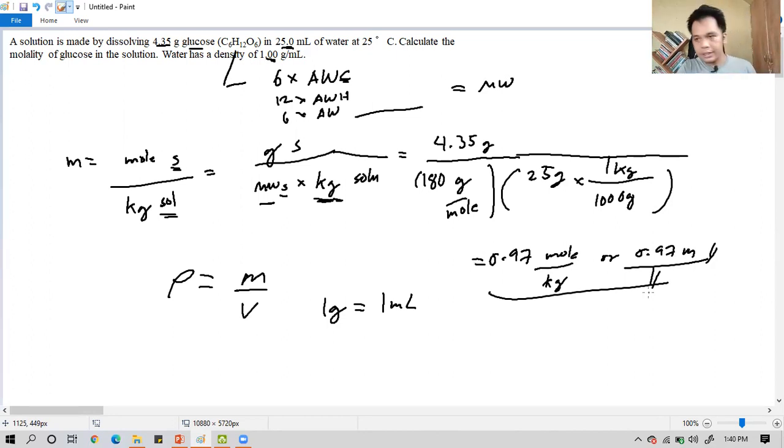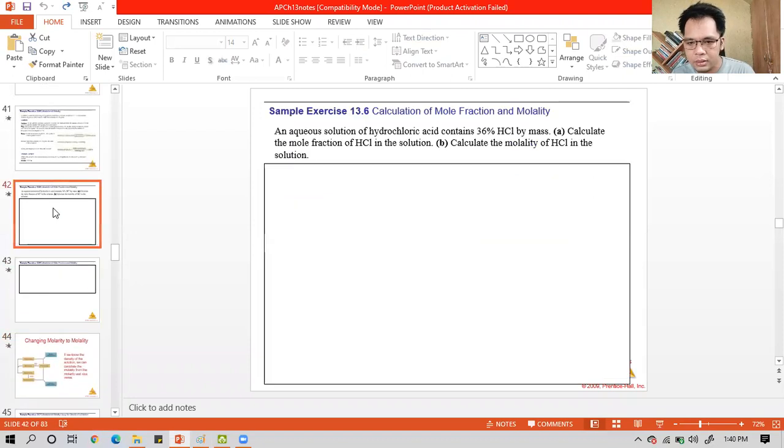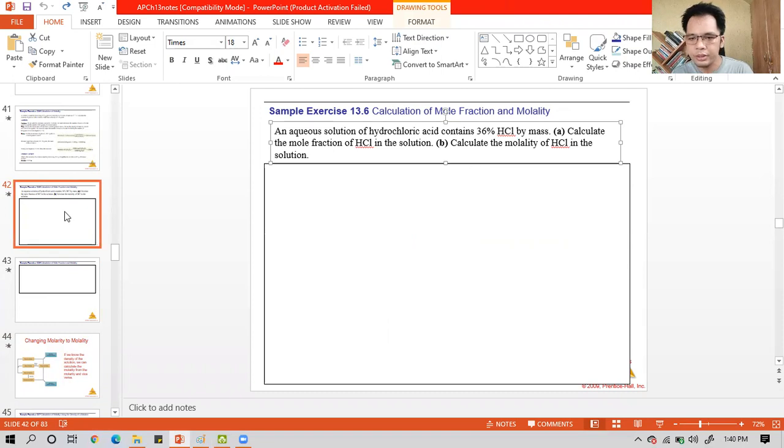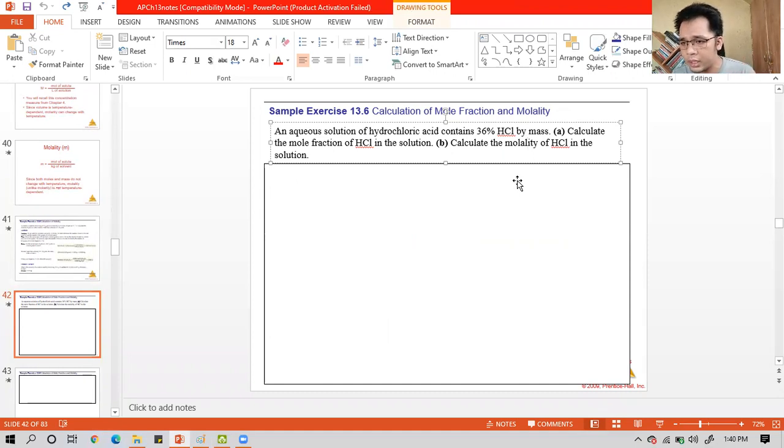So take a screenshot, guys. Next, calculations. This one here is mole fraction and molality. Molarity, I think. This is not here. I'll change it because we have no molarity example, so I'll use the word molarity instead of molality, since we already had a molality example earlier.